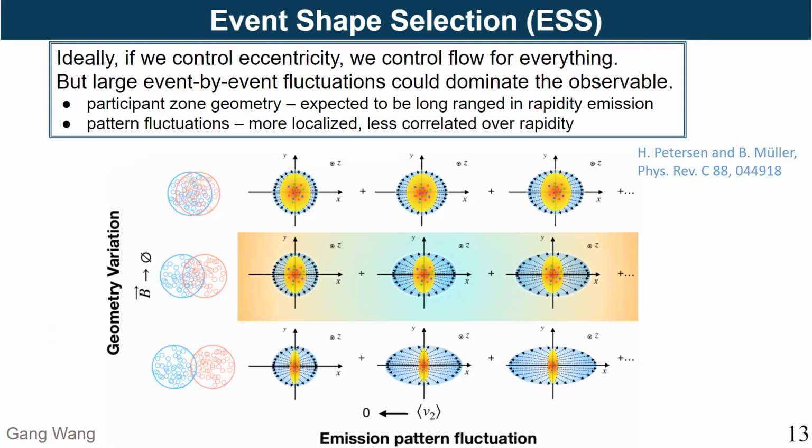Another reason is that there could be so-called decorrelation. If you select Q in a rapidity region other than that of the particle of interest, there could be decorrelation between them. Then this Q doesn't really represent the same eccentricity. It represents a different eccentricity.